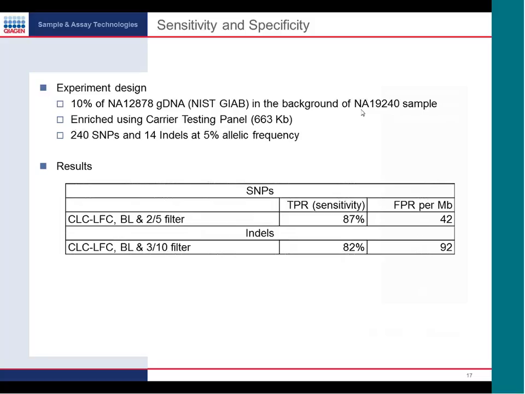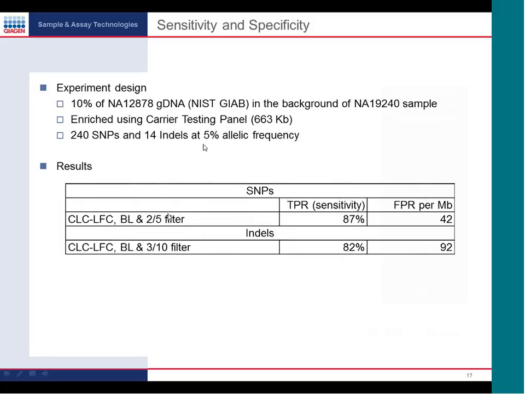And in this case, we have used the carrier testing panel, which covers around 663 kilobases of genomic DNA. This targeted region had 240 SNPs and 14 indels, with 75% of these being heterozygous in nature, so we are looking at 5% allelic frequency.